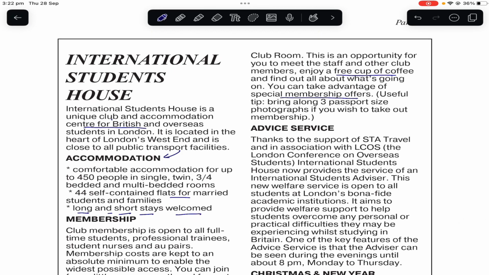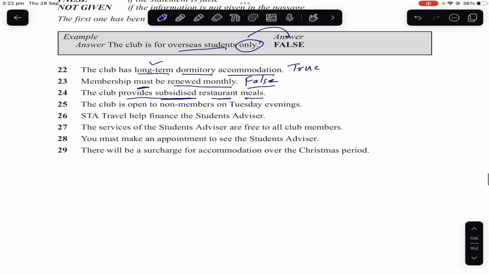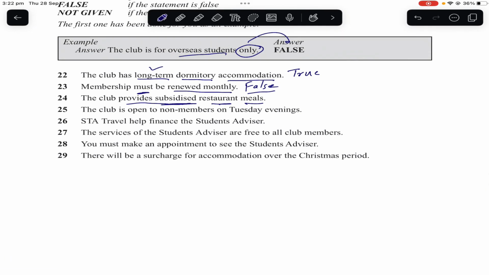Advantage of special membership offers, 3 passport size photos, nothing. So they haven't really said anything about the subsidized restaurant meals. They only said about a free cup of coffee, but not the meal. That means this statement is not given. So this is where it can get tricky. You actually have to find out whether the information was wrong or was not given. In this case, it was not given.